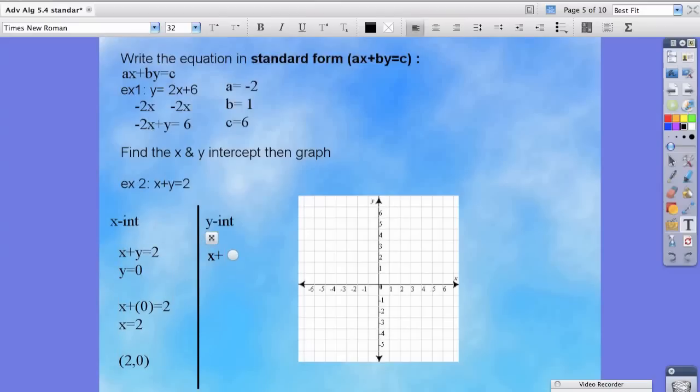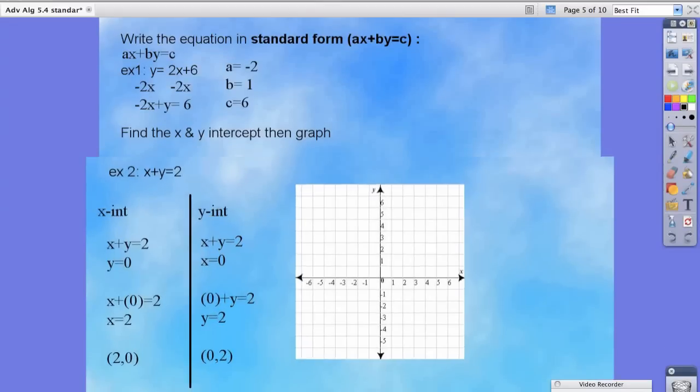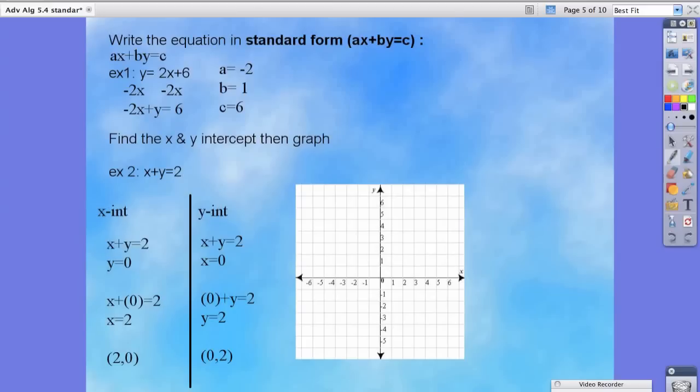Same thing for the y-intercept. For the y-intercept, we're trying to find out what y is equal to. So we set our x equal to 0, and we get 0 plus y equals 2, and y equals 2. So as an ordered pair, that would be 0, 2. And then we'd plot those points. When we plot those points, our x-intercept was 2, 0. So we'll go 1, 2, and 0 up or down.